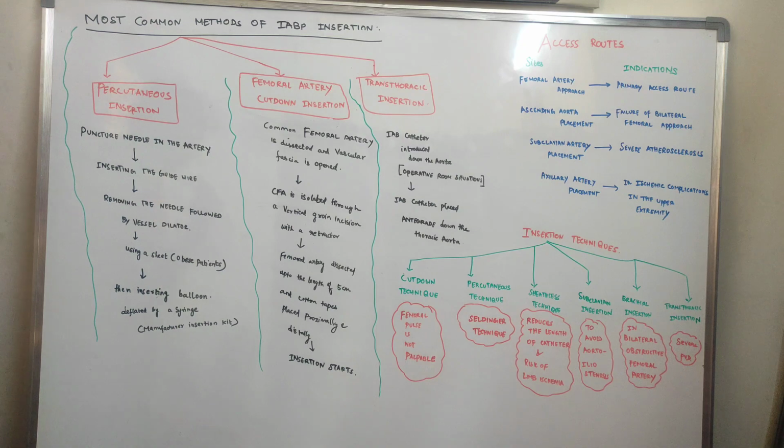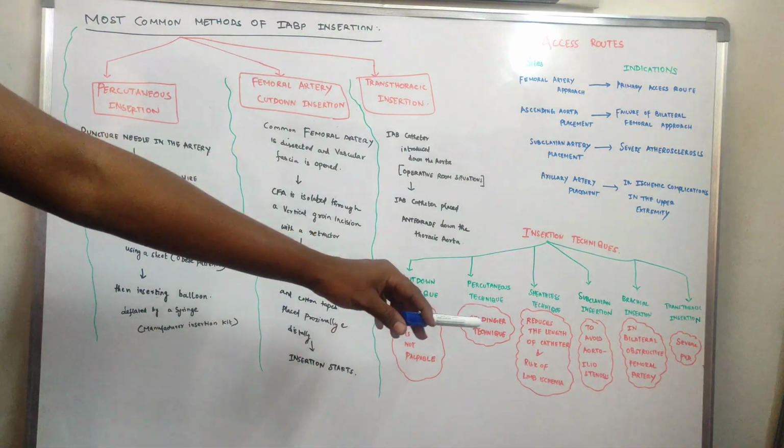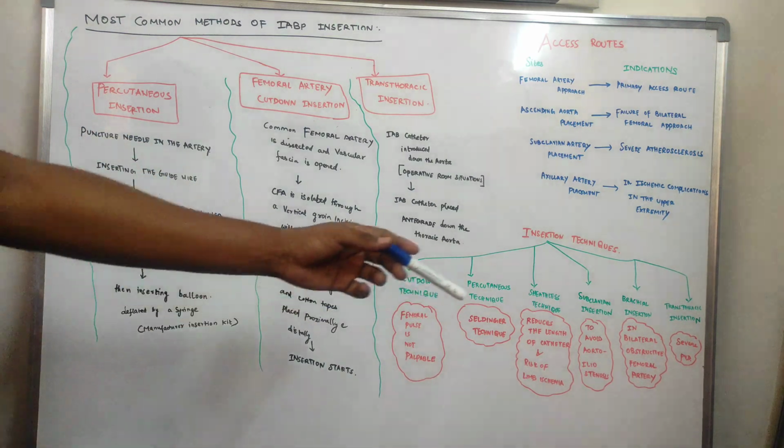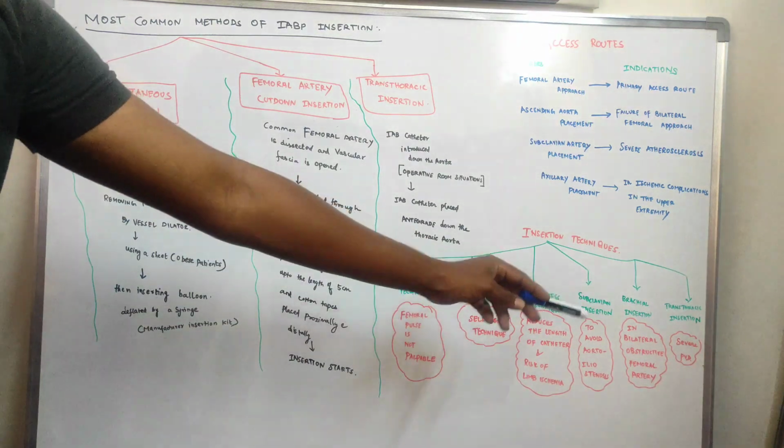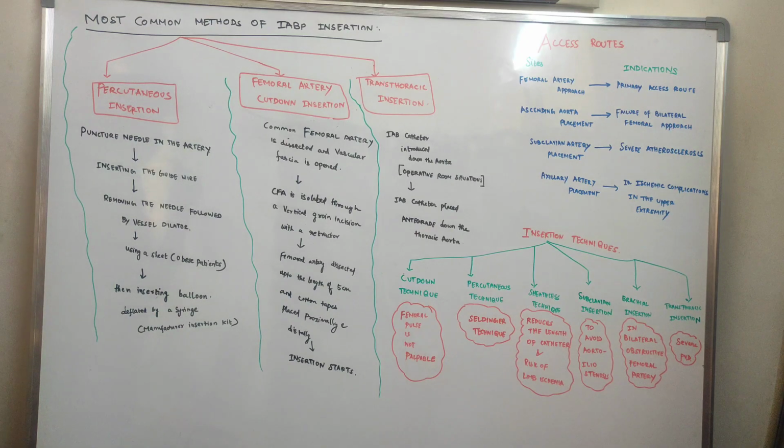And then subclavian insertion to avoid aortoiliac stenosis, and brachial insertion in bilateral obstructive femoral artery disease, and transthoracic insertion in severe peripheral vascular disease.